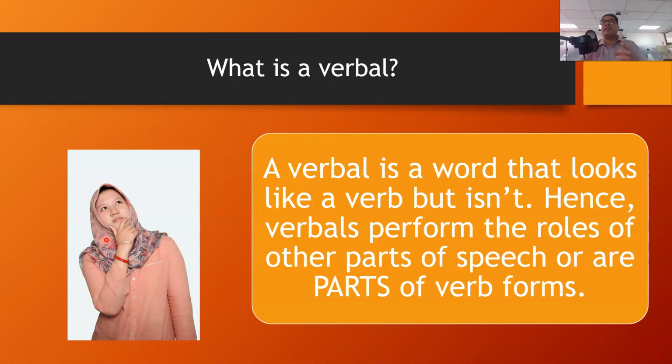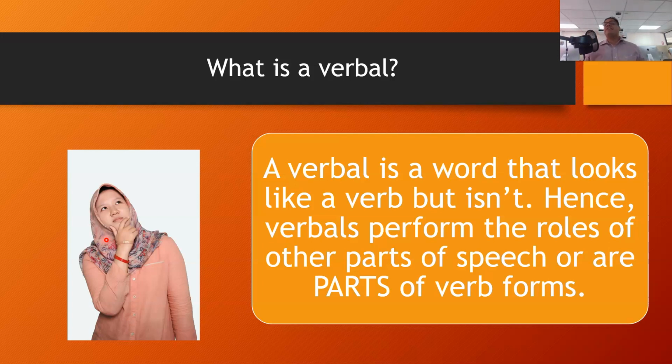So, right now, this is what I mean when I say that a verbal is a word that looks like a verb, but it isn't one. I am not going to consider a verbal a verb because it is not conjugated. That's what you need to remember. This is a very important element that you need to bear in mind in order to understand verbals better.